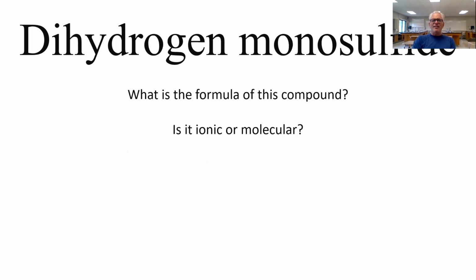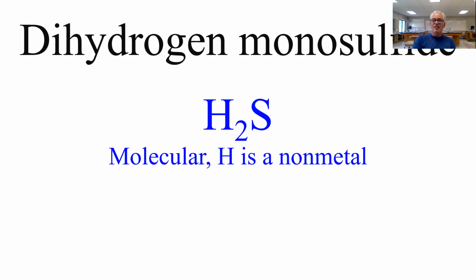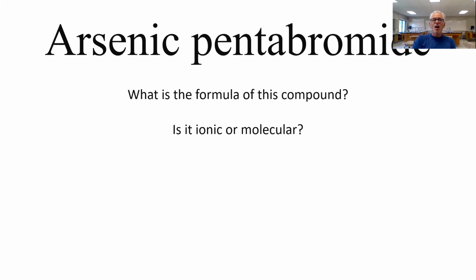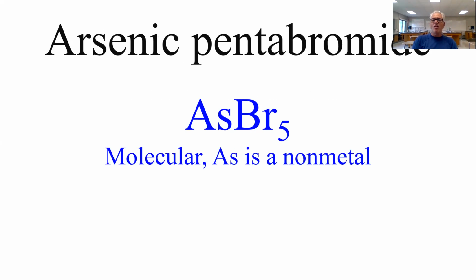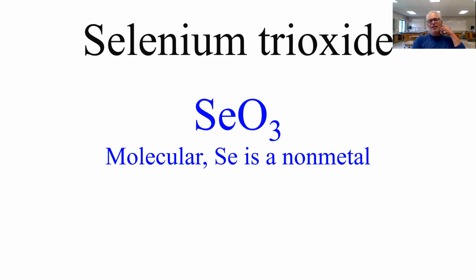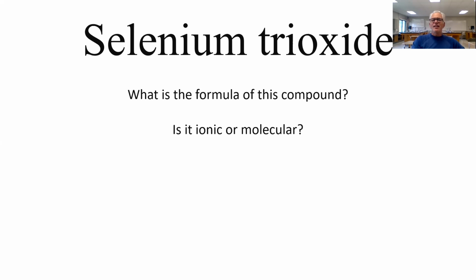Dihydrogen monosulfide. Dihydrogen. Hydrogen's a non-metal. 2 hydrogens with 1 S. H2S. Stinky gas. Arsenic. Arsenic's a non-metal. It's number 33. Arsenic, As. And then 5 bromines. AsBr5. Arsenic pentabromide. Oop, going too fast.